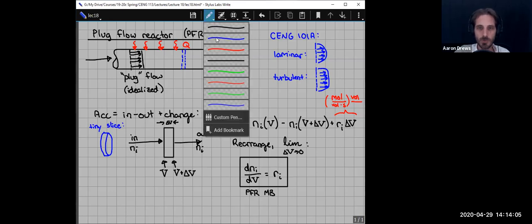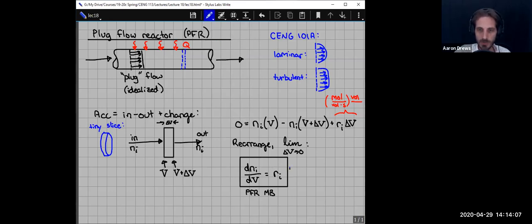Notice too that the units work out, right? So the r sub i is moles per volume per time. And then over on the other side, the derivative has the same units as the thing that is having its derivative taken. So the units of N sub i is moles per time, and on the bottom is a volume. So we've got moles per time per volume, or moles per volume per time, on both sides, which is nice, right? It's always good when unit conversions work out.